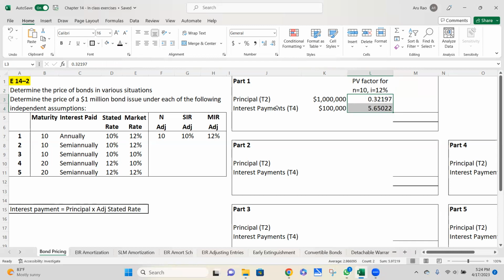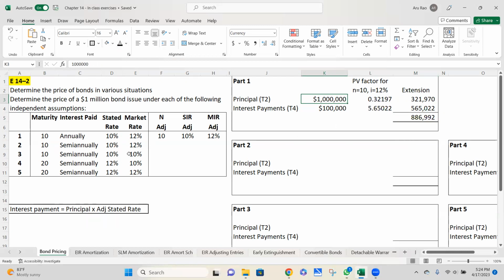So I look up the tables, table 2 and table 4, and find the factors. Again, n equals 10, i equals 12. And then I multiply those numbers across. That's called the extension. Once I've done that, add up the two numbers. It has to be less than $1 million, which it is. Again, remember, I offer 10%. The market is offering 12% at the time of issue. So I have to sell my bonds at a discount, which basically means I agree to accept $886,992. I will pay interest on $1 million and I will return $1 million. So this is the first example.